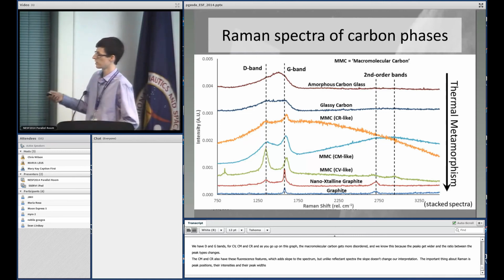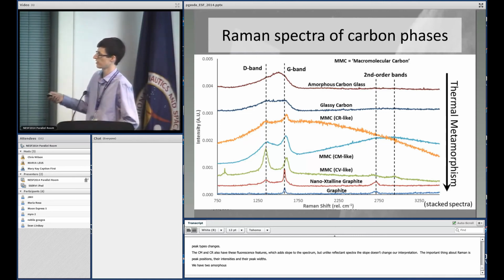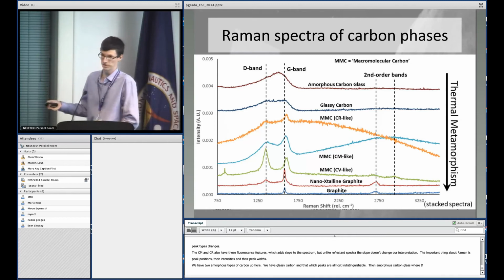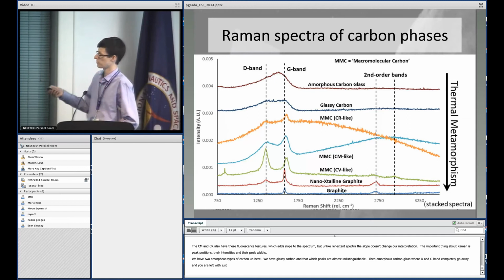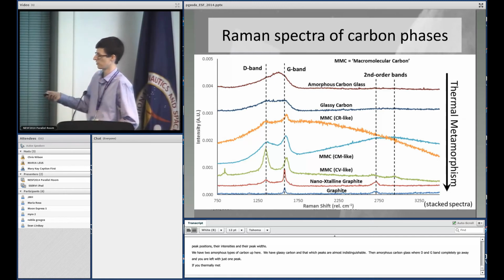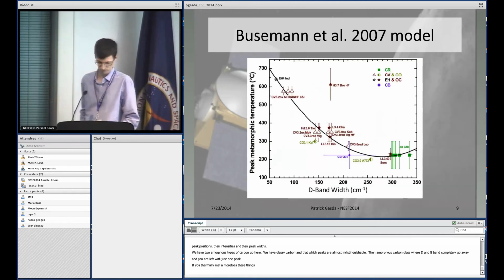And then we have these 2 amorphous types of carbon up here. So we have glassy carbon, whose peaks are almost indistinguishable, and then amorphous carbon glass, where the D and G bands completely go away, and you're left with just 1 peak. So if you thermally metamorphose these things, you start to go down on this graph towards graphite.